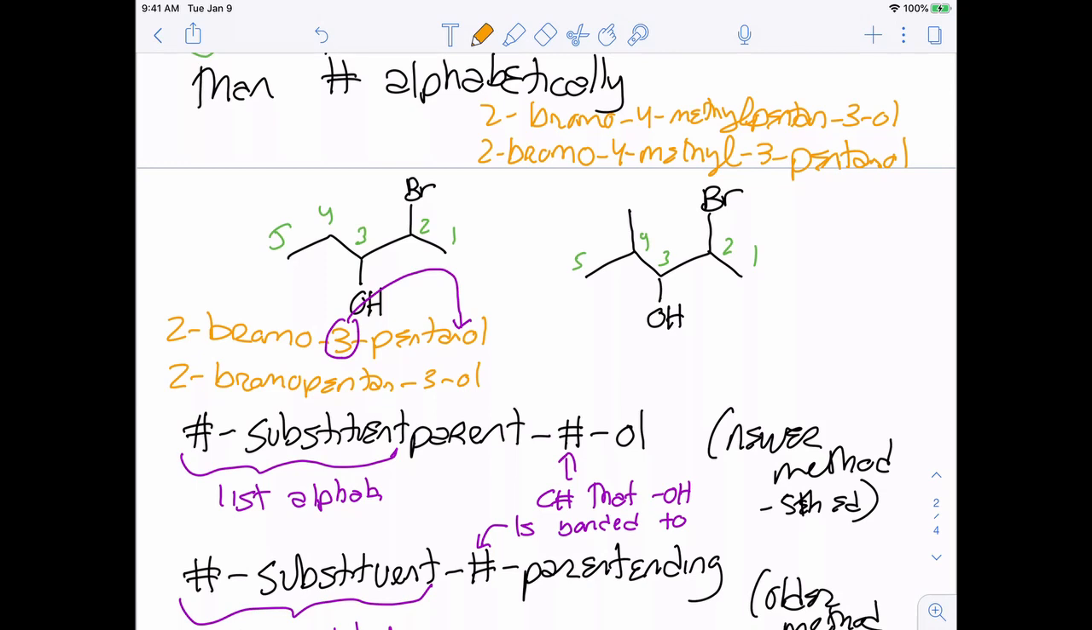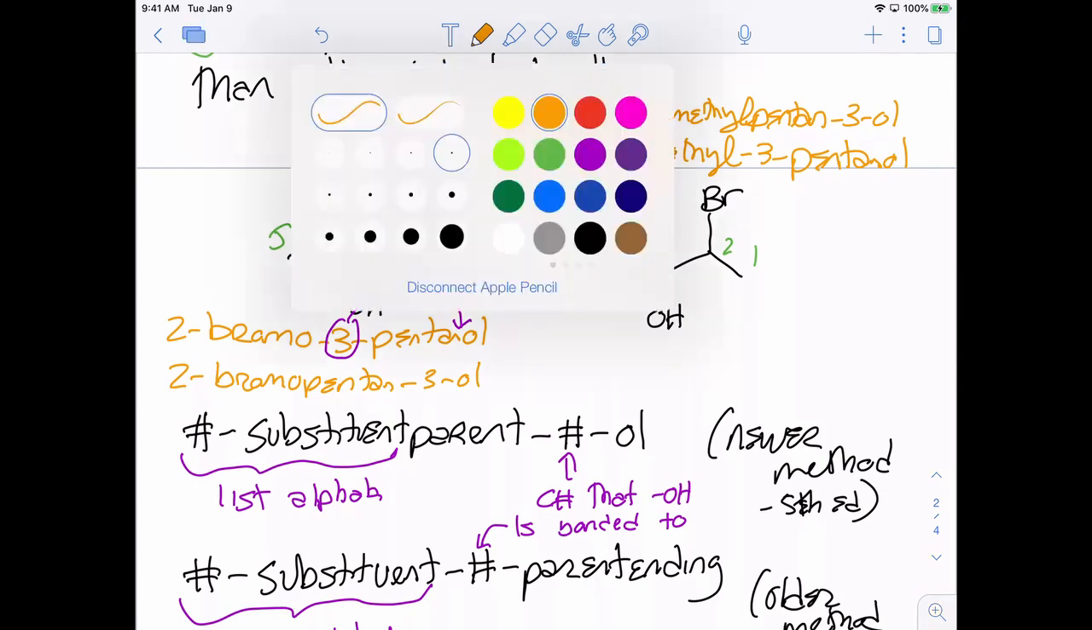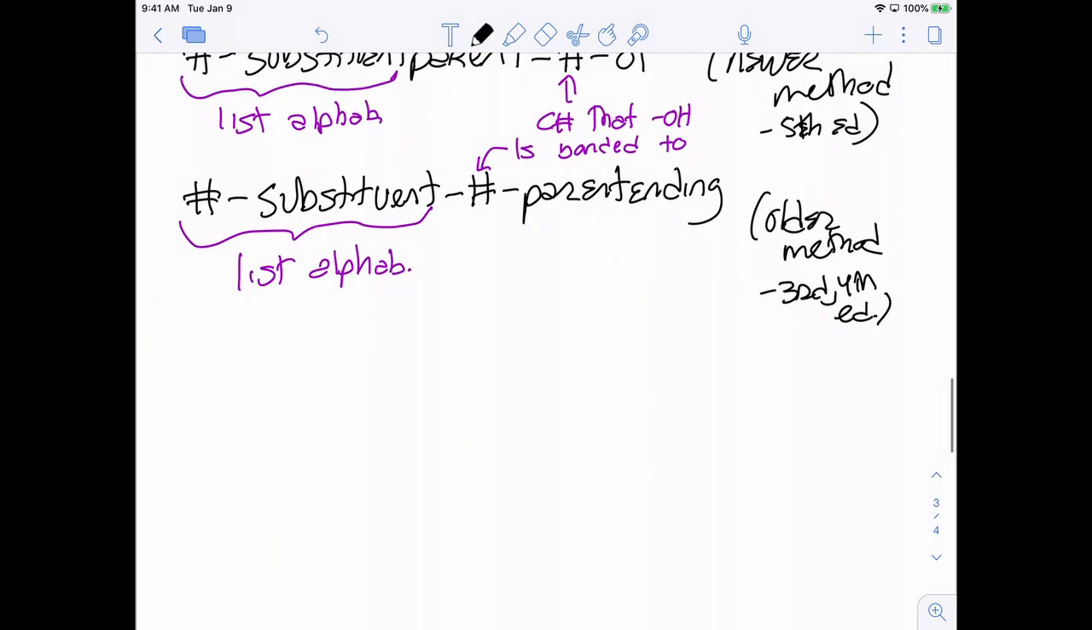it makes sense then. So let's do a cyclic example because we can have cyclic alcohols.